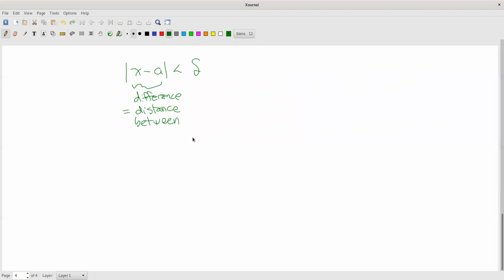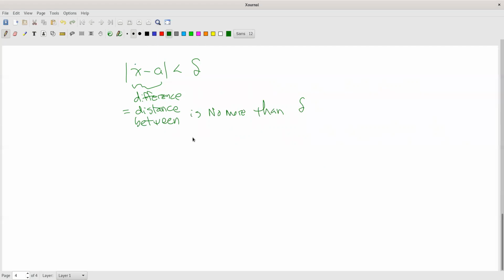So what I'm saying here is that the difference between these two numbers has to be no more than delta. So the distance between is no more than, right, less than. And that's a crappy delta. Try again, there's my delta. What does that look like on a number line?